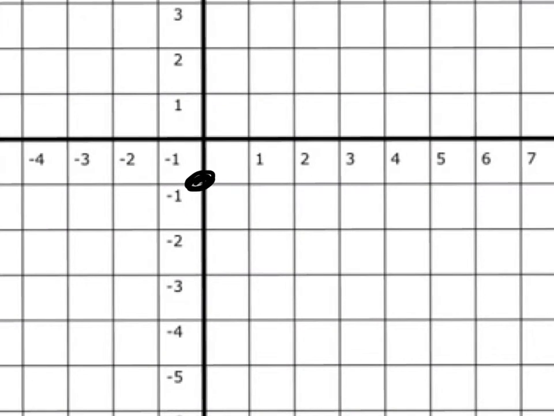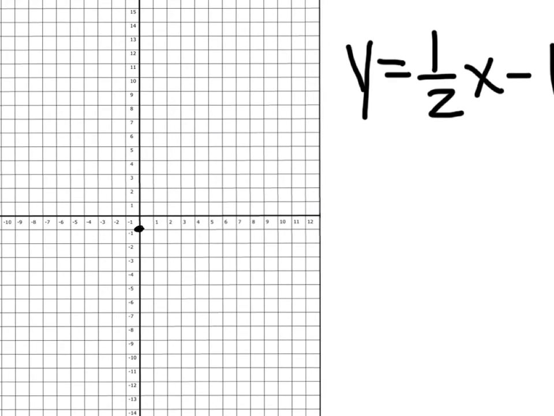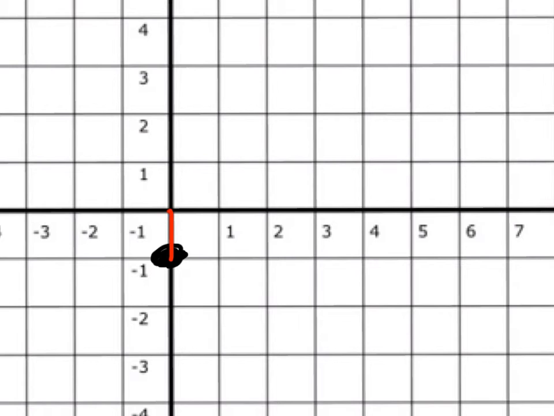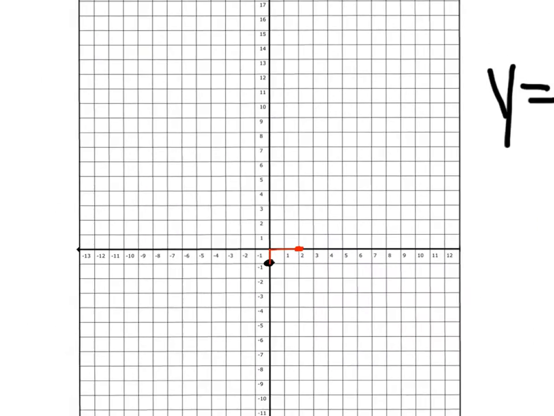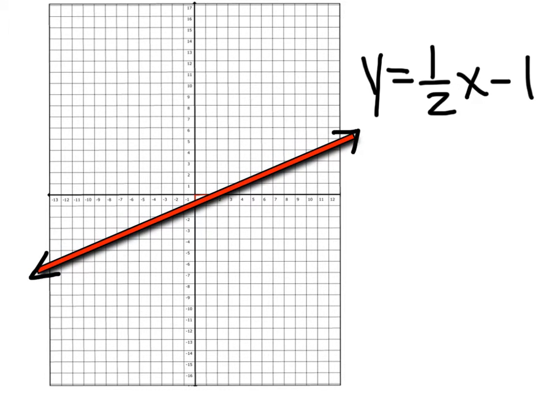So I'll make a dot here. And then the slope is 1/2. So you go up 1 and then over 2. Make a dot. Now draw the line. Arrows at either end. It is straight and it goes all the way through the graph.